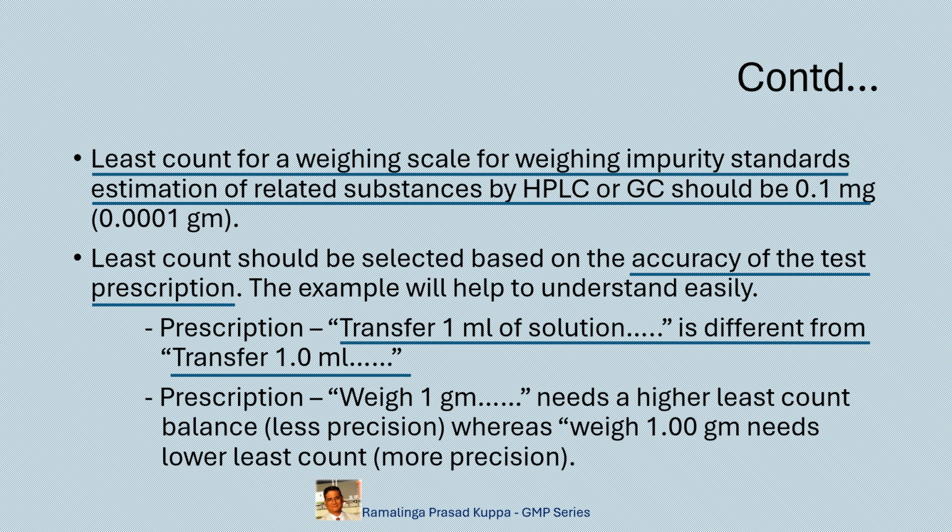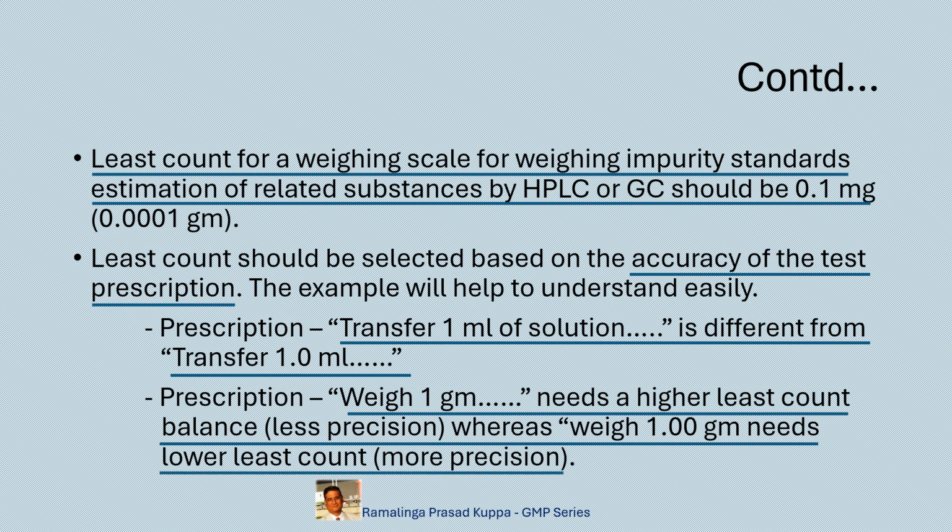The prescription "weigh 1 gram" needs a higher least count balance, that is less precision, whereas "weigh 1.00 grams" needs a lower least count, that is more precision. This is another similar example. The least count totally depends on the procedure requirement.